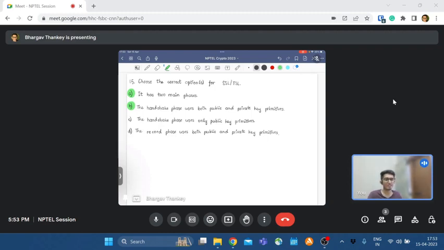In the record phase, we just use private key primitives. In particular, we just use private key encryption and MAC to send messages using an authenticated encryption scheme. And the reason that we don't use public key primitives in the record phase is the following. The handshake phase only happens once, at the very beginning of the communication.